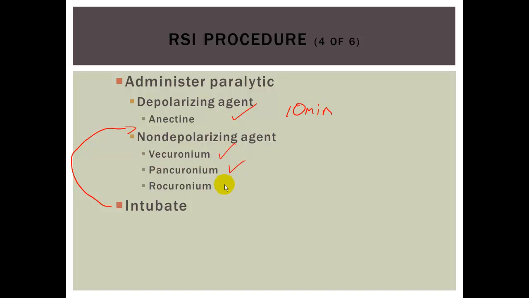Vecuronium, Norcuron, Rocuronium. Depending on your downtime, this one would be the longest at 60 minutes. Like I said, most people give the Anectine and initiate the intubation because they're already sedated, and then they add on board the non-depolarizing agent for however long they want them intubated.